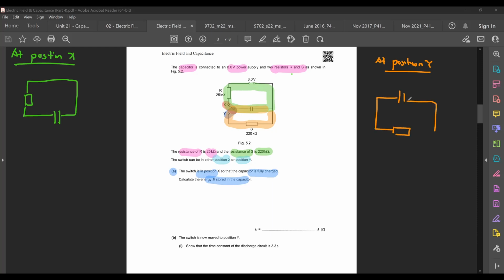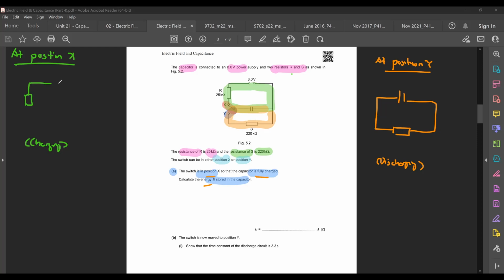Okay, so you should be able to immediately recognize that the left diagram is for your capacitor charging up, whereas the right diagram is for your capacitor discharging. Okay, so now your switch is at position X, your capacitor is fully charged. Find out the energy E stored in the capacitor. Oh yeah, I forgot to draw something here earlier. I forgot your power supply.